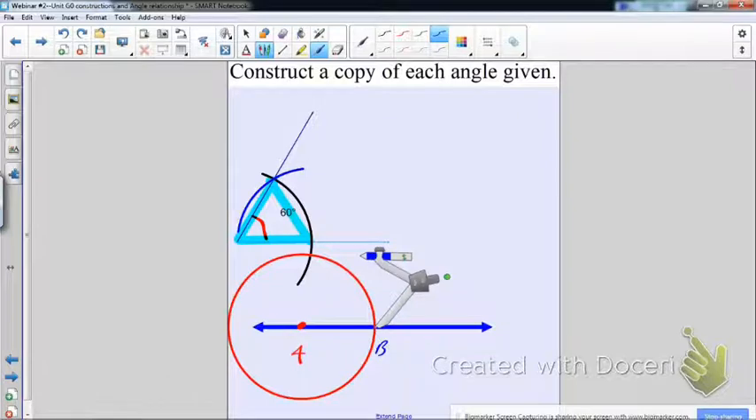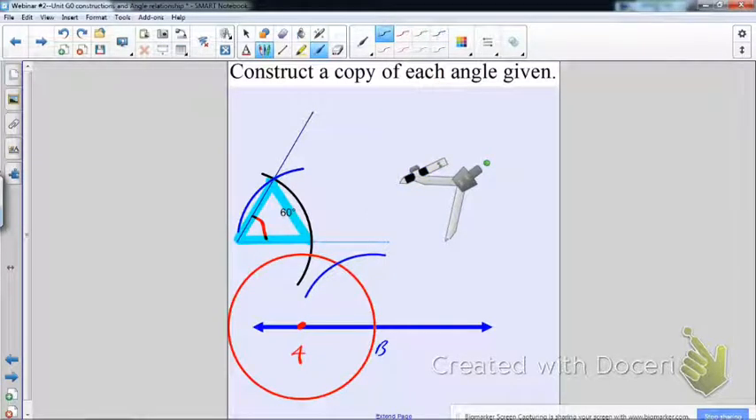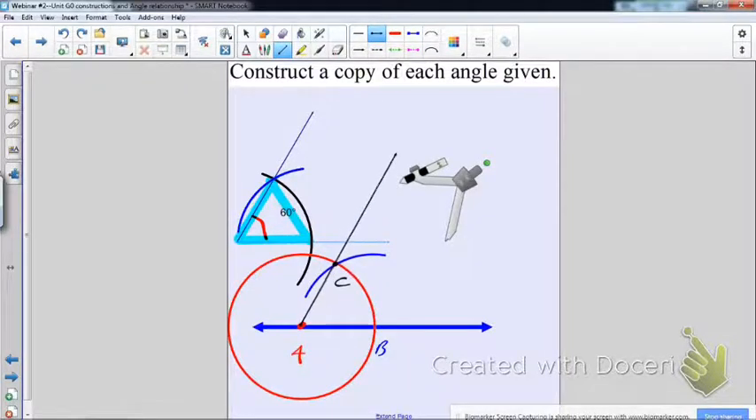And you're just going to create an arc again. That new intersection that you see here, we'll call that one C. We'll call it point C. And now all I have to do is create a line or a ray that begins from A and passes through C. And if you notice, this will be an exact copy of the one that we just did, 60 degrees.